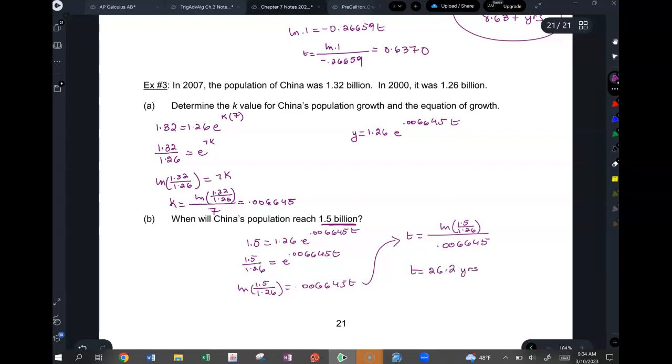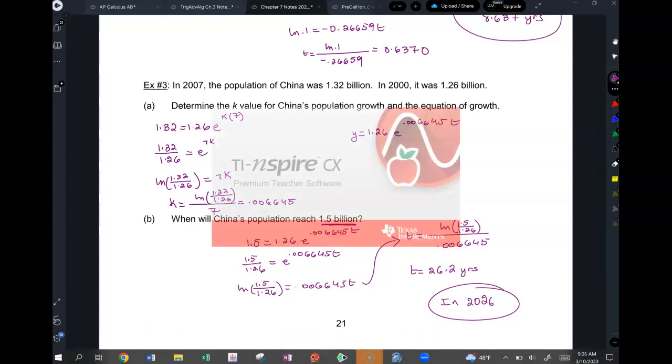so we get t is 26.2 years. Now, the question is asking when will it reach 1.5 billion, not after how many years. So you have to give the exact date. So 26 years after 2000, that's in the year 2026. Okay?